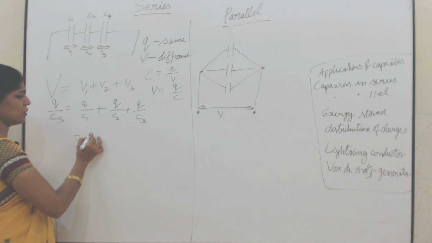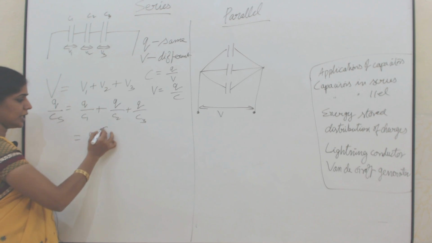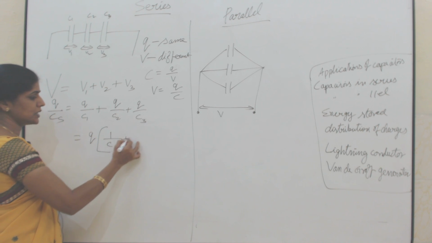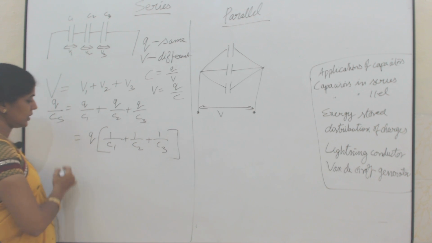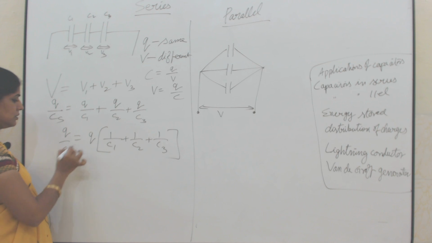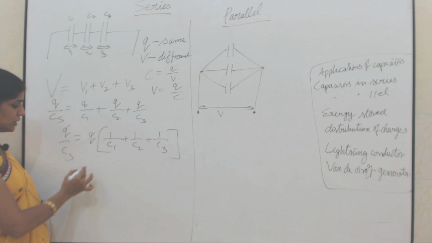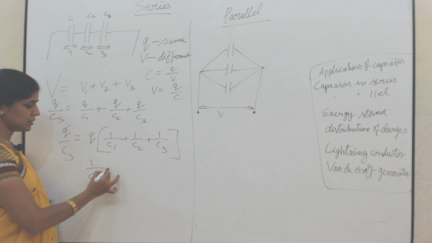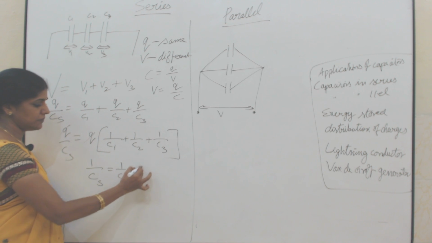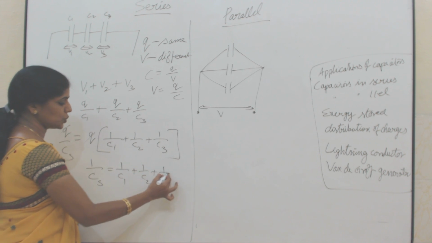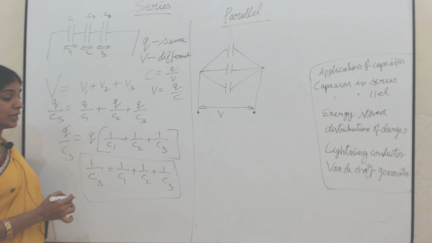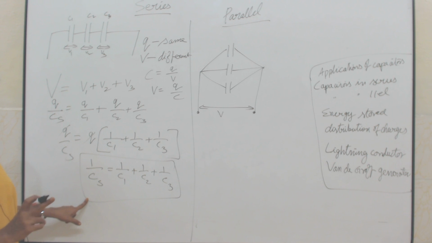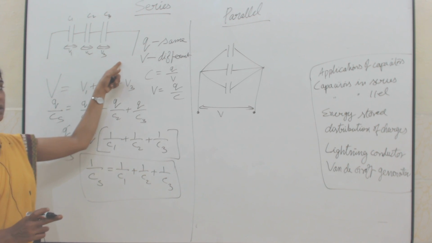In all this, Q is common. Take it out. What is the remaining? 1 by C1 plus 1 by C2 plus 1 by C3 equals Q by Cs. This Q gets cancelled. What is the remaining? 1 by Cs equals 1 by C1 plus 1 by C2 plus 1 by C3. So this will be your effective capacitance when the capacitors are connected in series.